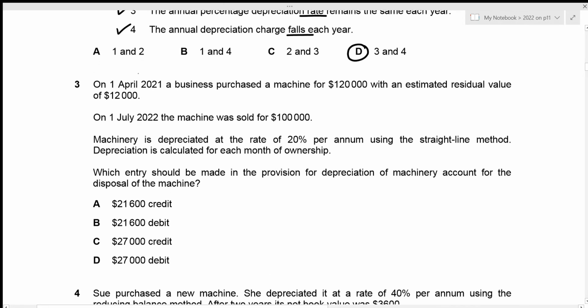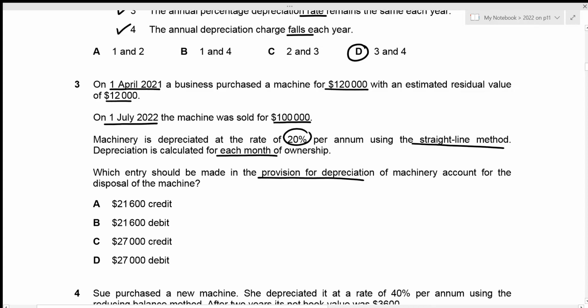On 1st April 2021, a business purchased a machine for 120,000. This is the cost, with an estimated residual value of 12,000. So this is the residual value. On 1st July 2022, the machine was sold for 100,000. Machinery is depreciated at the rate of 20% per annum using the straight line method, and the depreciation is calculated for each month of ownership. Now we need to figure out which entry should be made in the provision for depreciation of machinery account for the disposal of the machine.